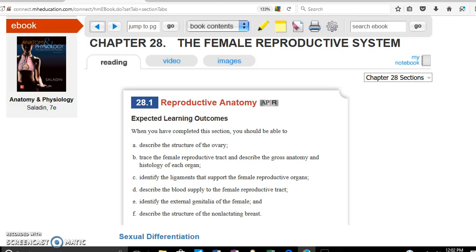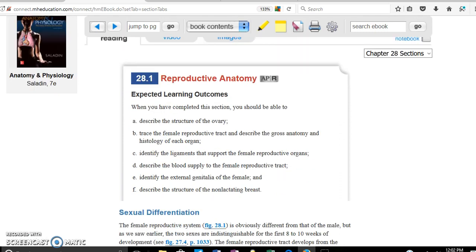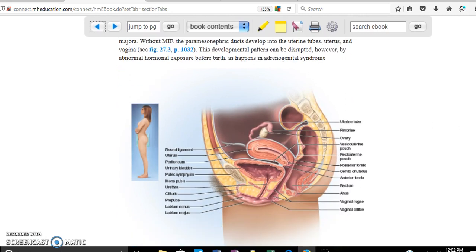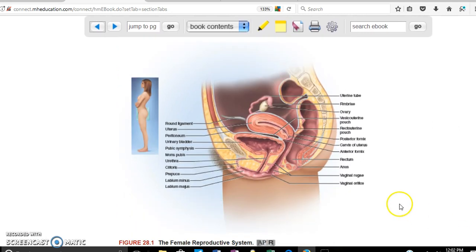Okay, this chapter is the female reproductive system. First, we're going to see the reproductive anatomy. As you can see in there, it says sexual differentiation, obviously, because males and females are different. So let's take a look at the different organs in the female reproductive system.